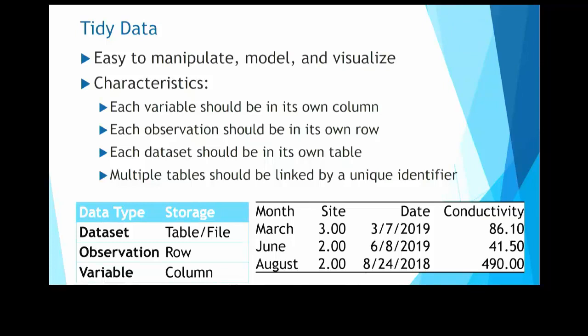The observation should be in its own row. The data set should be in its own table. We can talk about what a data set is for years, so if you have questions, come talk to me after. And if you have multiple types of information that you're collecting, you would relate those tables through a unique identifier or something like that.